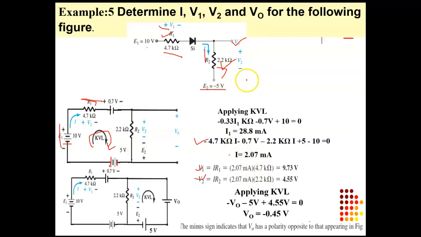This is another loop. Here, like this you can see. This is another loop. We have to calculate V naught. I1, V naught, minus 5 volt here, and plus 4.55 like this. So here you apply KVL in the second loop, and we can easily calculate V naught is equal to minus 0.45 volt. Minus sign indicates that V naught's polarity is opposite to that appearing in the figure. Minus sign, what is the meaning of minus sign? Minus sign means it is not like this. It is just like this. This is the way we can calculate V naught. This is the meaning of polarity.